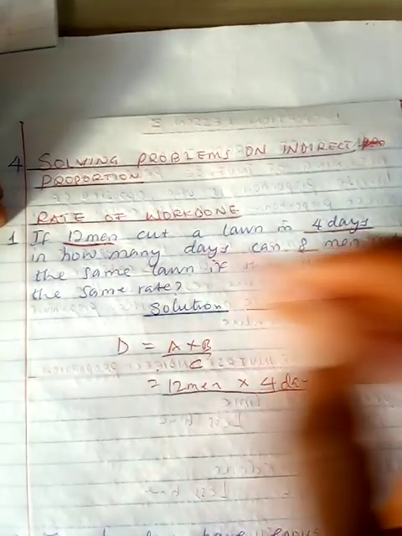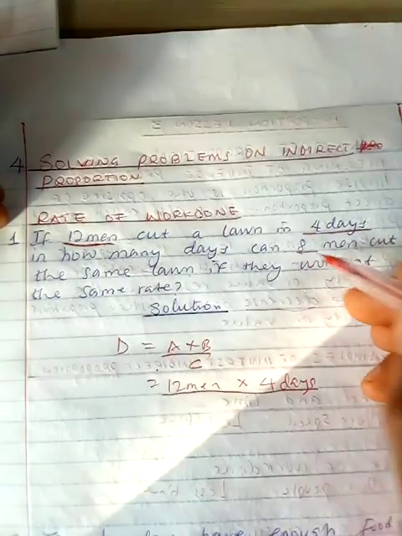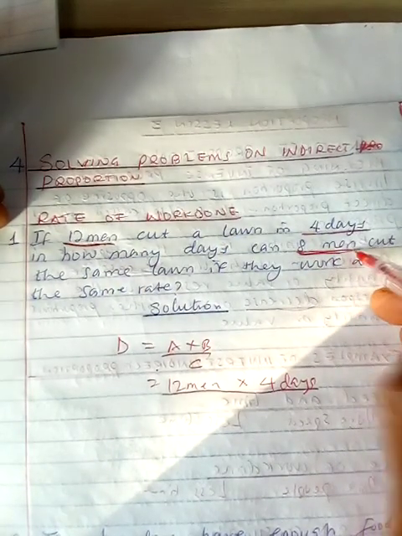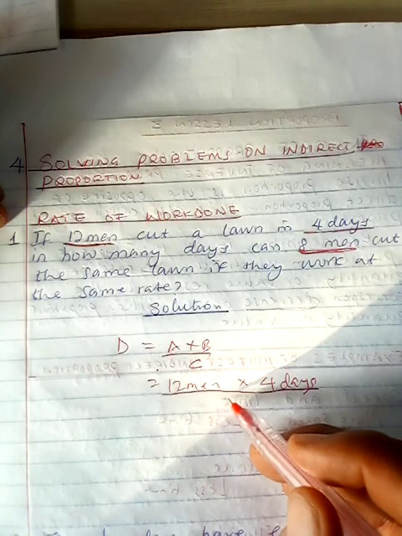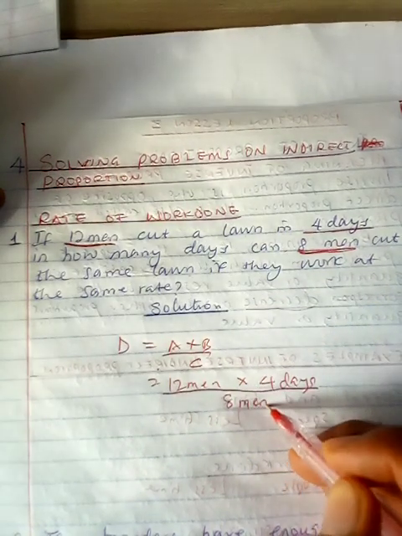which is 8 men. So we don't know. They are asking how many days can 8 men cut the lawn. So we don't know how many days these 8 men cut the lawn. So this is unknown. That is going to be our C, which is going to be 8 men. So what do we do here now?